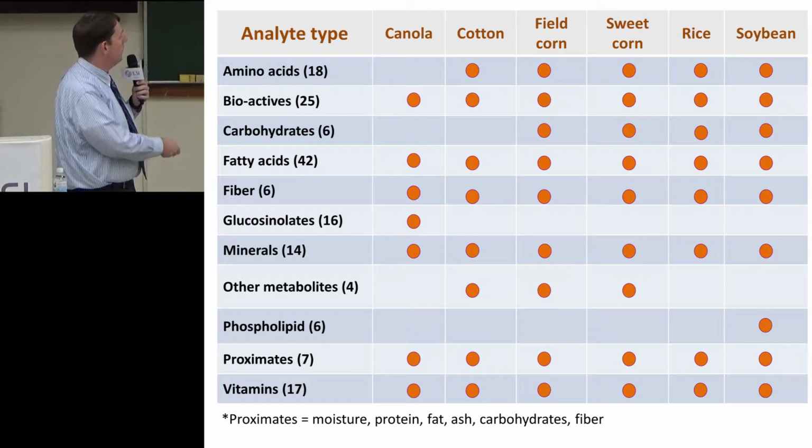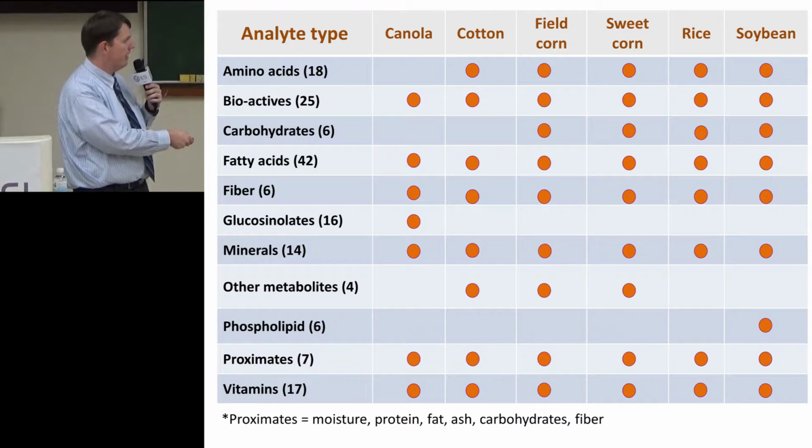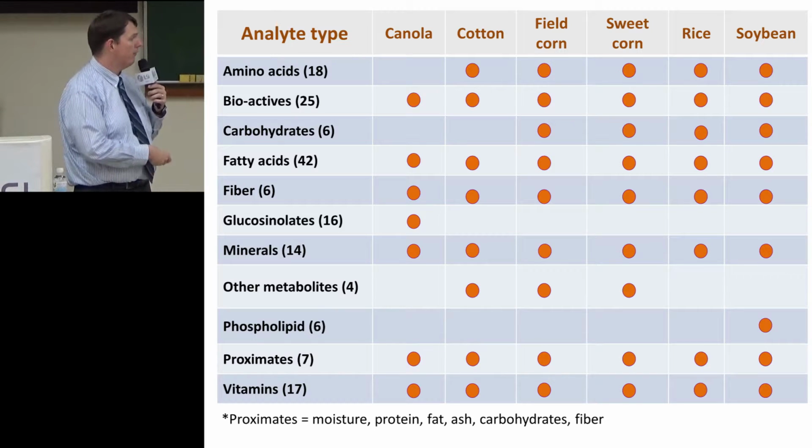We also collect the normal proximate data. This is very baseline data on moisture, total protein content, total fat content, ash, carbohydrate, and fiber.